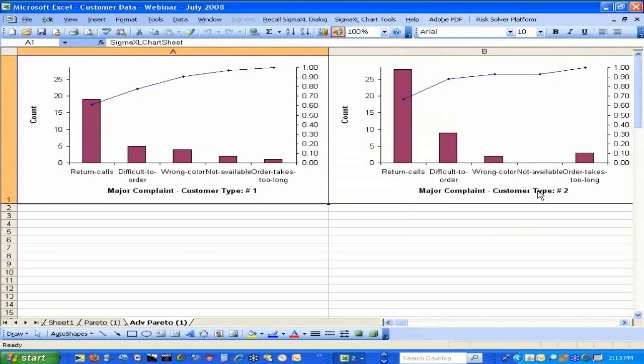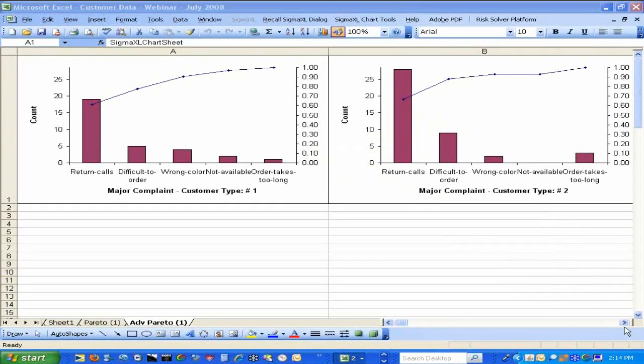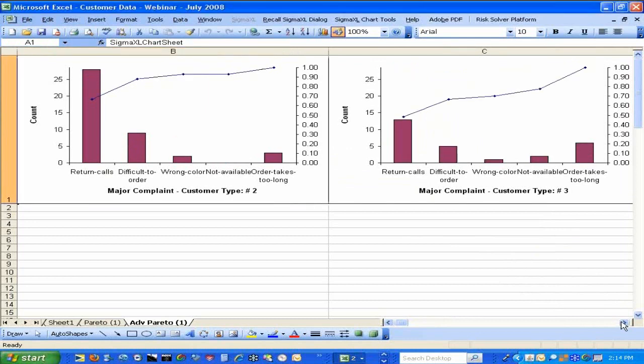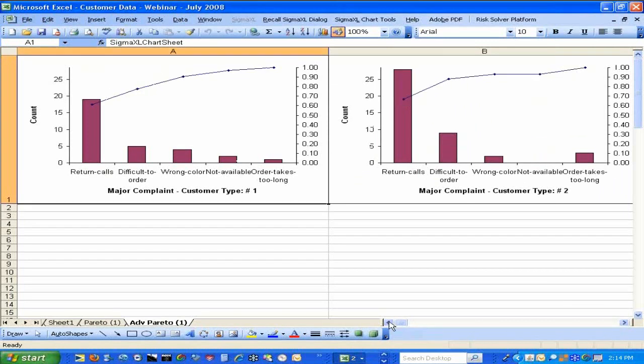And here I have customer type 1, return calls is predominant. Customer type 2, same thing. And customer type 3, same thing. So in this case, stratifying by customer type, I don't really see any significant difference in the distribution of complaints. But this is helpful. Return calls and difficult to order stand out here as being major complaints that we're getting in our feedback from our customers.